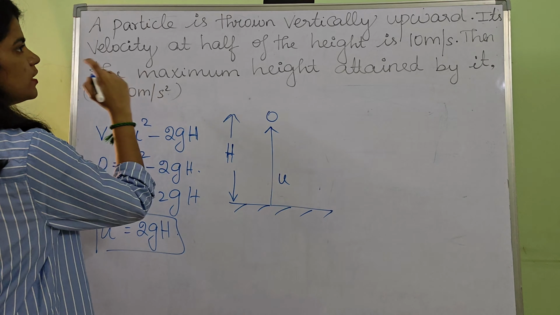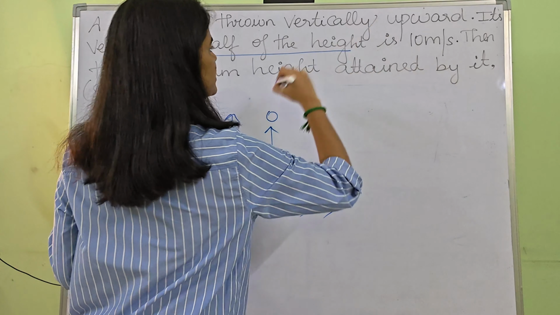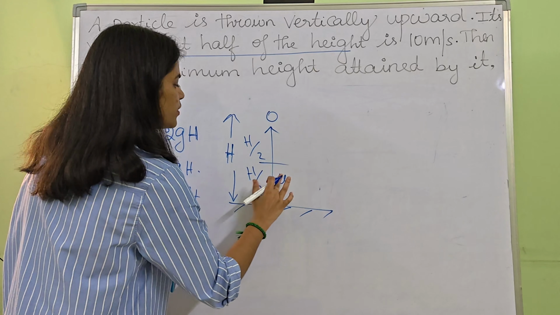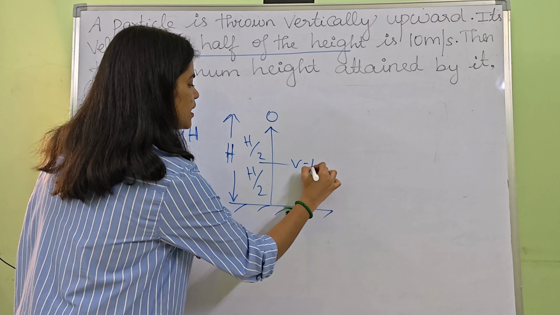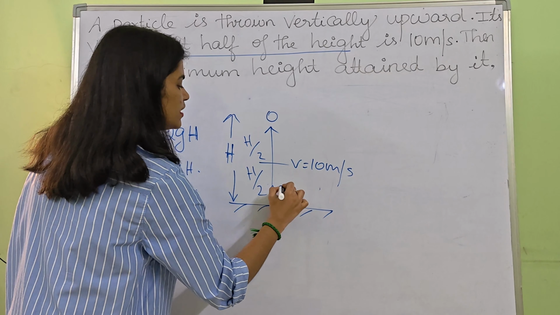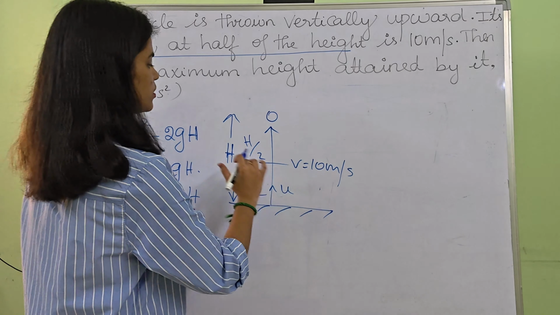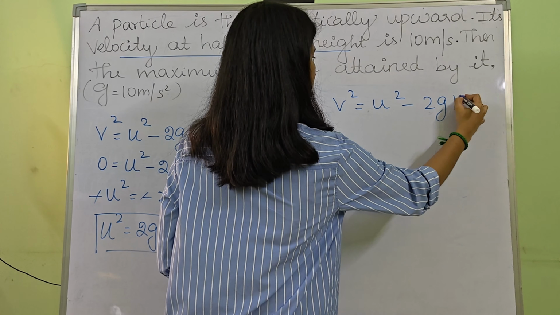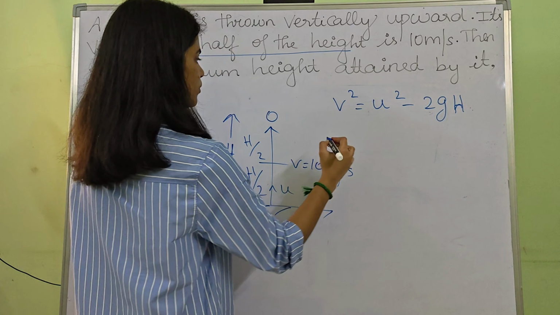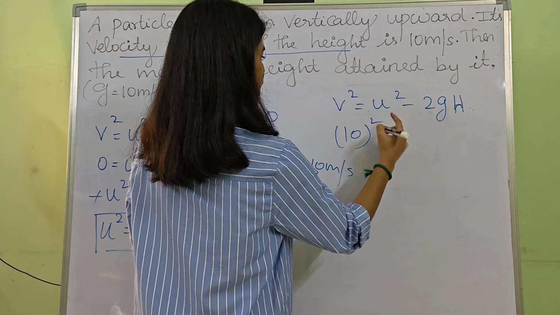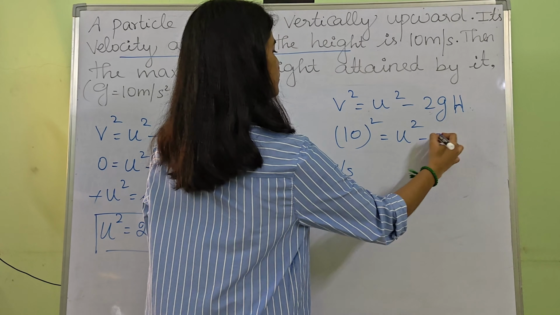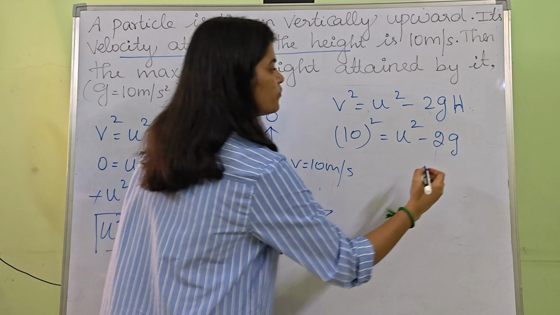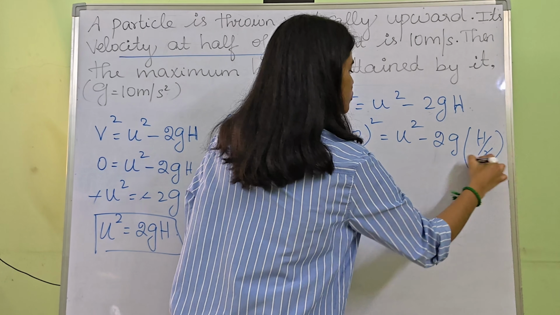So next the question says its velocity at half of the height is 10 meter per second. So just consider h by 2 as half of the height. At half of the height, its velocity is 10 meter per second. So it definitely has the initial velocity too. So based on this condition now, v square equal to u square minus 2gh is the same formula. Okay. So now v they provided us as 10 square, and u we make as u square itself. So 2g, at what height are we having the 10 meter per second? So half of the height, h by 2. So 2 get cancelled.